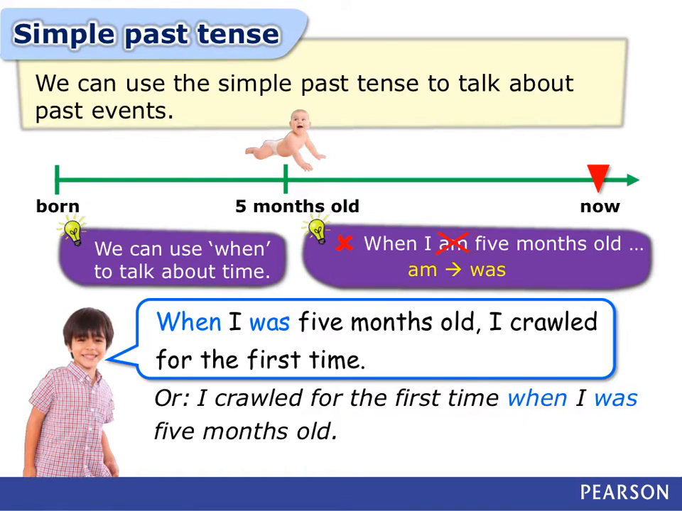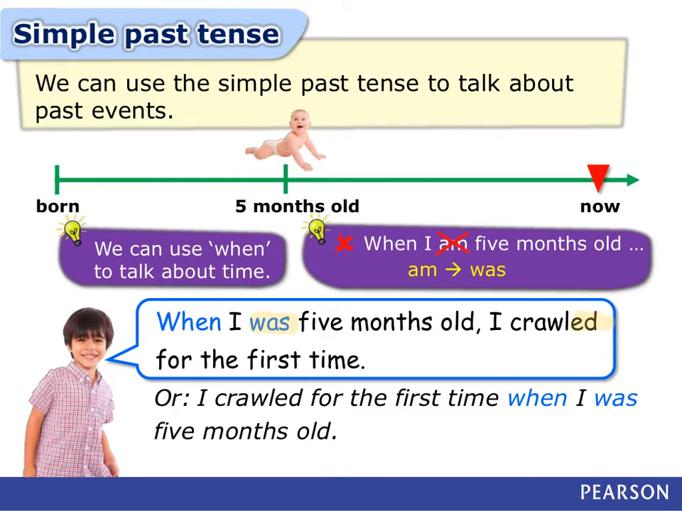So let's look at the sample sentence. When I was 5 months old, I crawled for the first time. Because it is talking about a past event, that's why you use was instead of am. When I was 5 months old, instead of when I am 5 months old. I crawled for the first time. Crawled, we add ed because it is past tense.